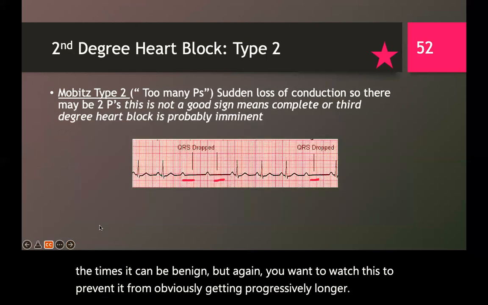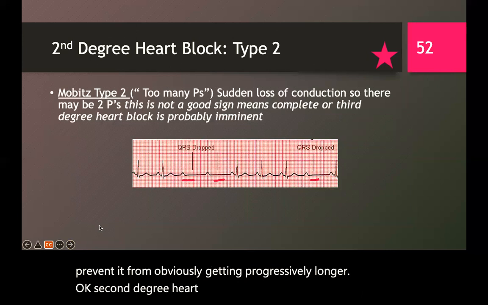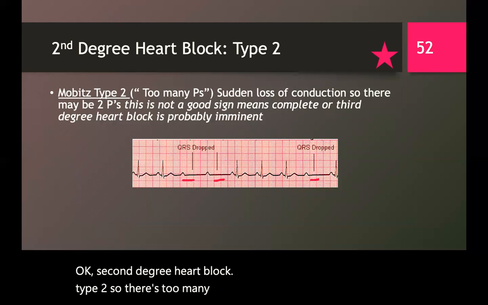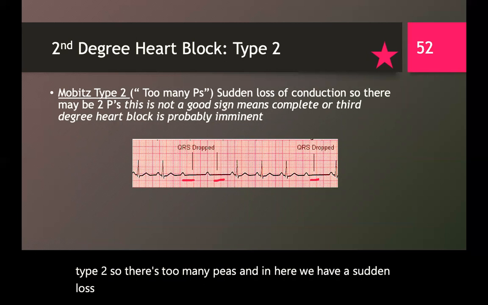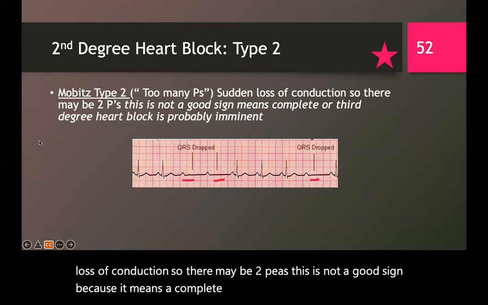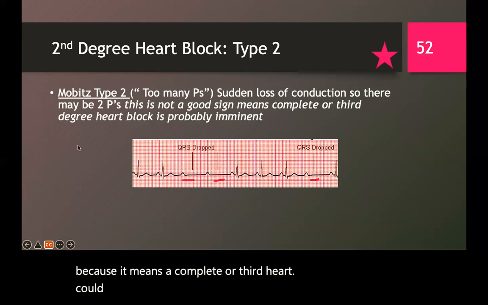Okay, second degree heart block, type 2. So there's too many P's. And in here, we have a sudden loss of conduction. So there may be 2 P's. This is not a good sign, because it could mean that a complete or third degree heart block is probably imminent.